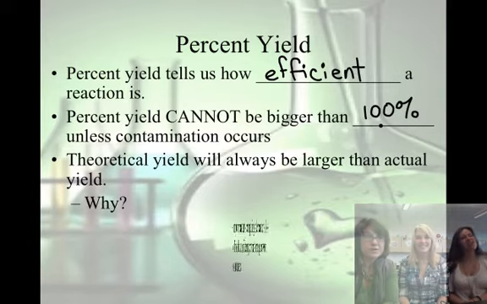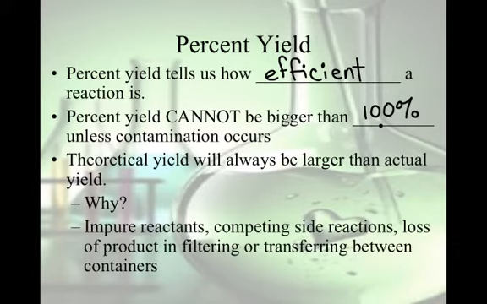And so here are some other reasons. You might have impure reactants, like if your aluminum foil wasn't pure aluminum. Or competing side reactions. We definitely saw this when your aluminum foil reacted with the hydrochloric acid instead of the copper. That would reduce your yield. Also loss of product in filtering or transferring.